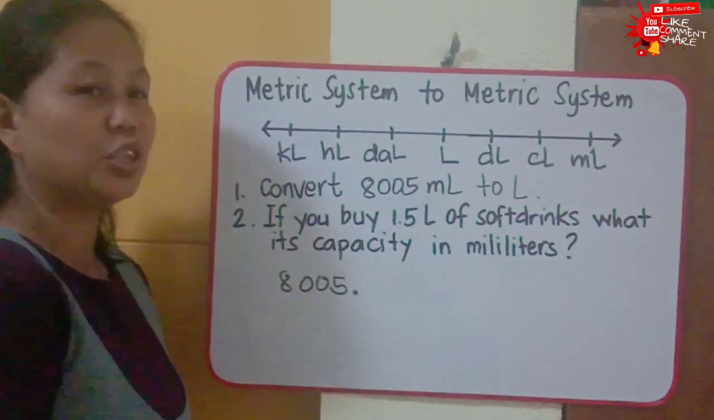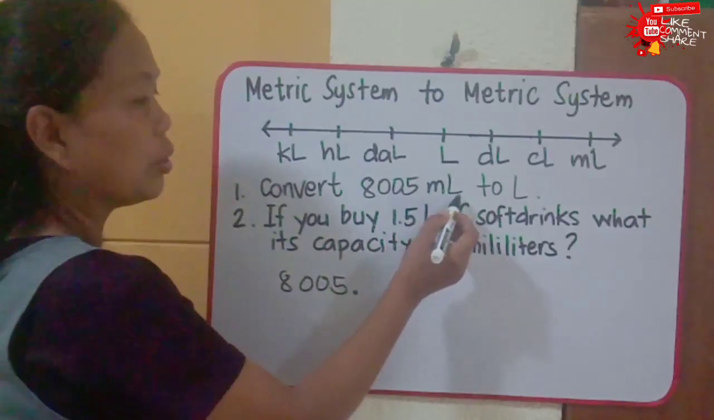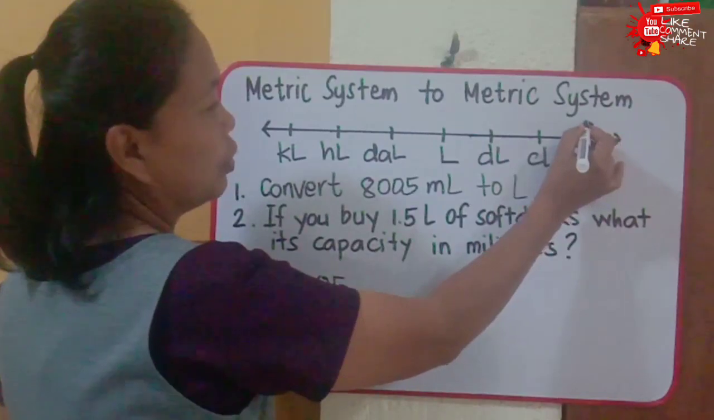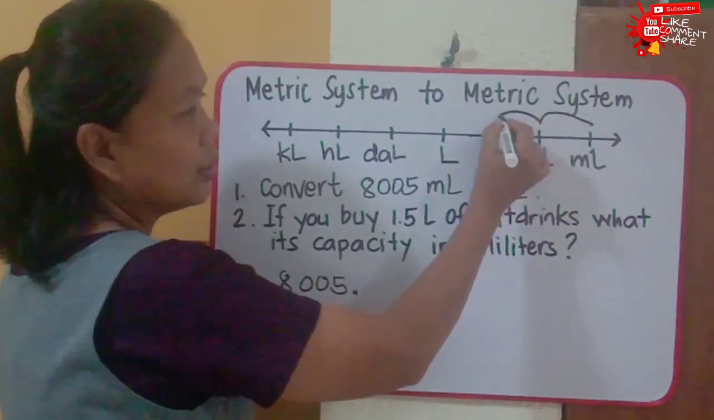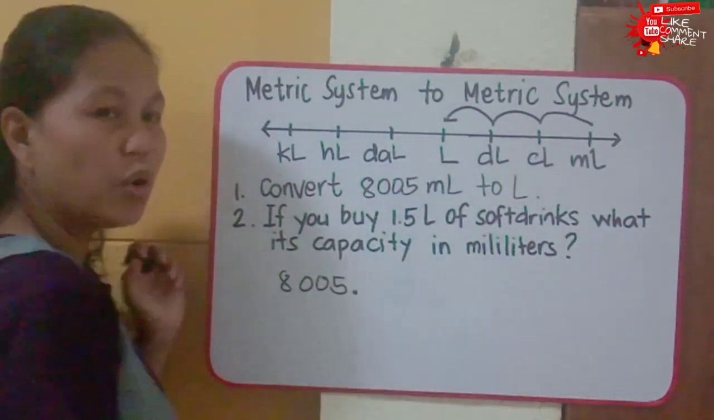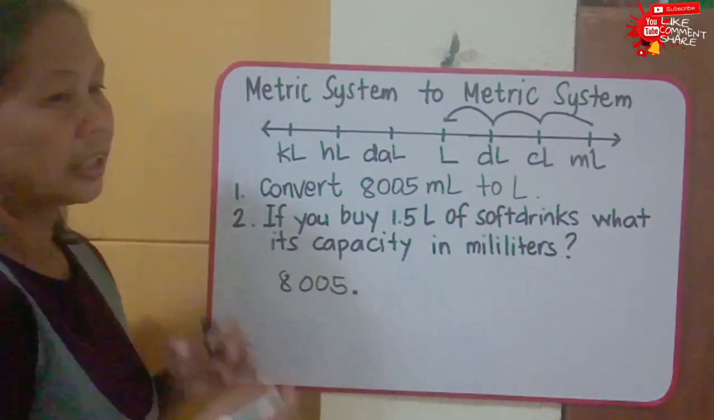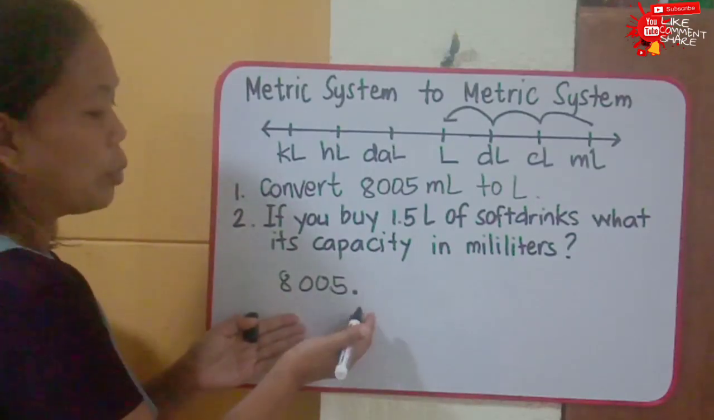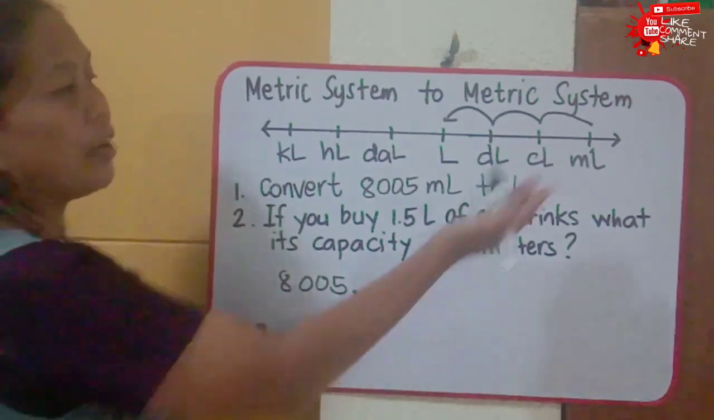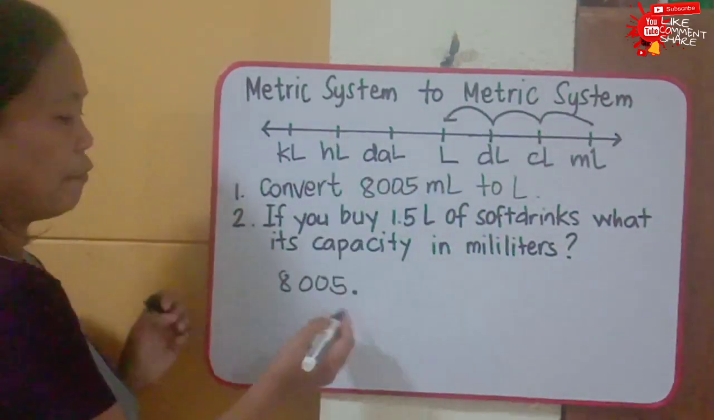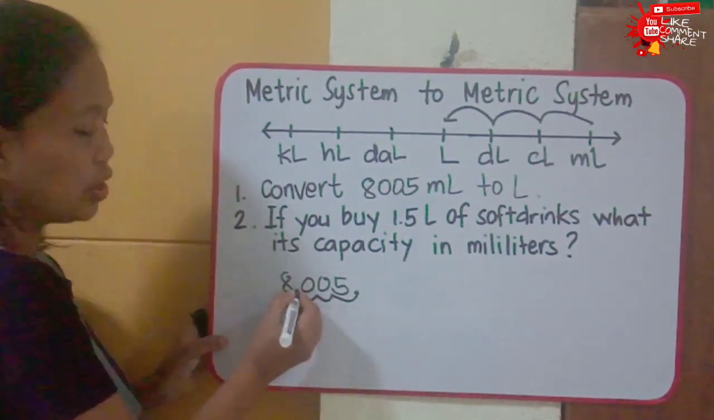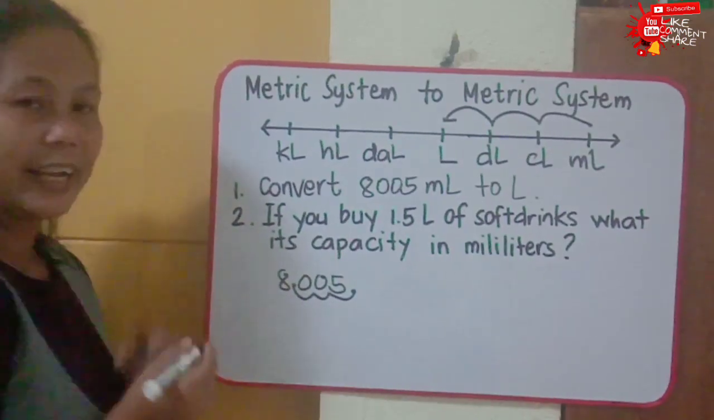Then we will just count the number of spaces between milliliter to liter. So we have here milliliter, then move. We have 1, 2, 3. So we stop here with liter. So we move 3 places. So again, it means that we will move the decimal point 3 places. And the direction is to the left. So we have here 1, 2, 3. So this will be the new location of the decimal point.